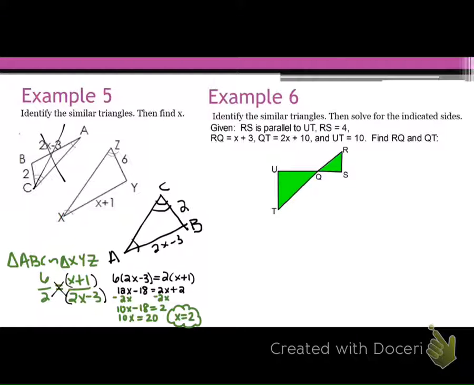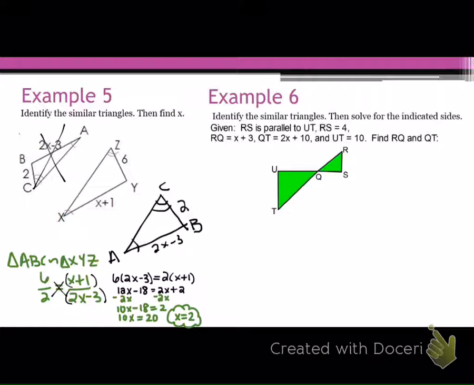How to do it? So you divide 6 and 2, which is 3. So you'd say 3 equals x plus 1 over 2x minus 3. And then you'd multiply both sides by 2x minus 3, and you should be fine from there.